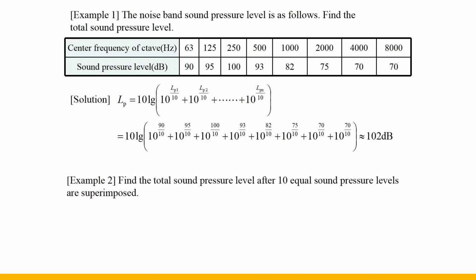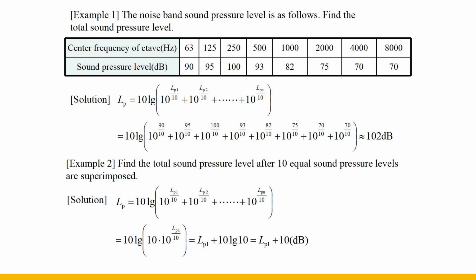Find the total sound pressure level after 10 equal sound pressure levels are superimposed. Since its sound pressure levels are equal, the superposition calculation formula of sound pressure levels with the same value is used. Although the value of a single sound pressure level is not given, it can be calculated to be 10 decibels higher than a single sound pressure level.